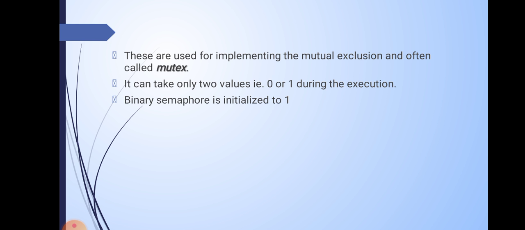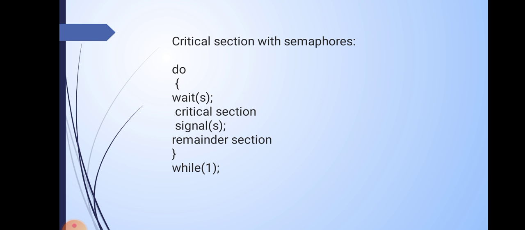As I told, binary means it can take only two values, 0 or 1, and the value of a binary semaphore is initially always 1. Now this is the critical section with semaphore. As I told, the wait is controlled at the entry of the critical section, and similarly the signal is controlled at the exit from a critical section.